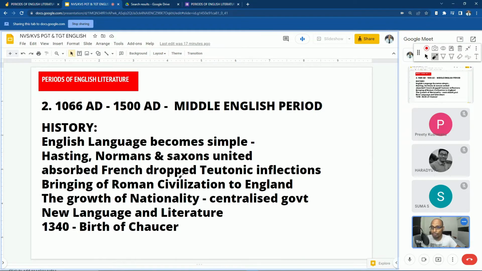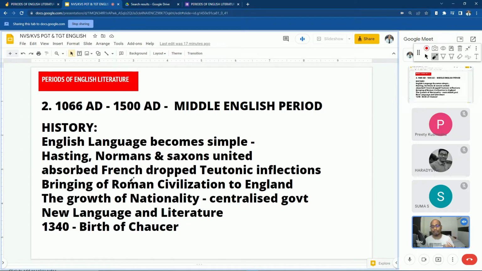And they absorbed French and dropped Teutonic inflections. That means they were using this kind of Teutonic inflections in the literature part. They dropped the Teutonic inflections, tribal stories, all those things, and they absorbed French as a language in England. And it is a bringing of Roman civilization to England. So when these Anglo-Saxons, Normans and all those people were living in peace together, they started bringing the Roman civilization, their culture, their ideologies into their land.